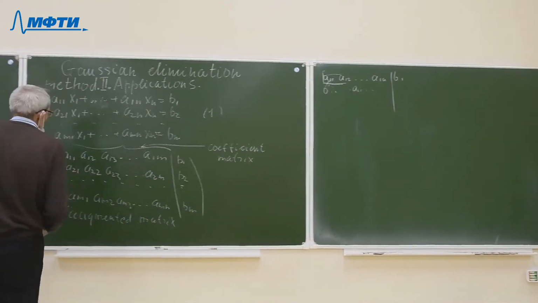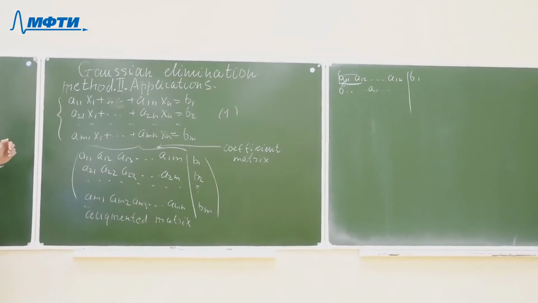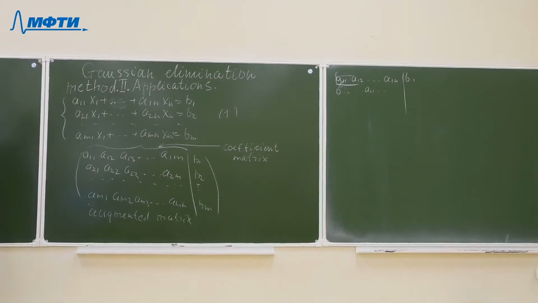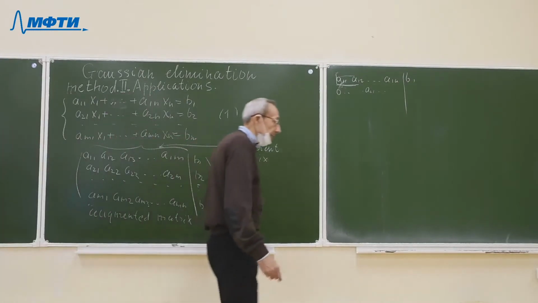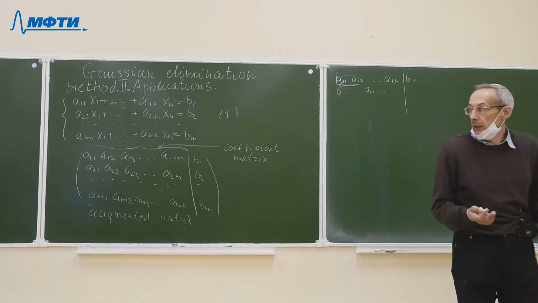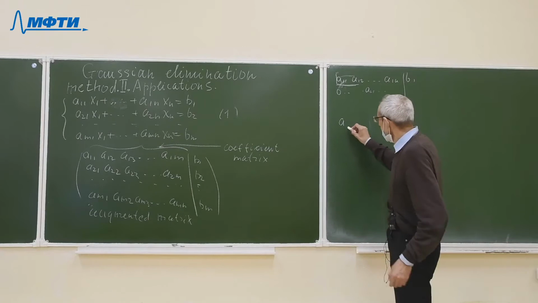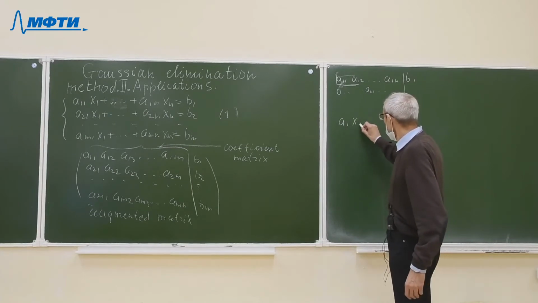We dealt with so-called linear systems of algebraic equations. What does a linear system mean? A linear system is a collection of linear equations. A linear equation is an equation of the following type.